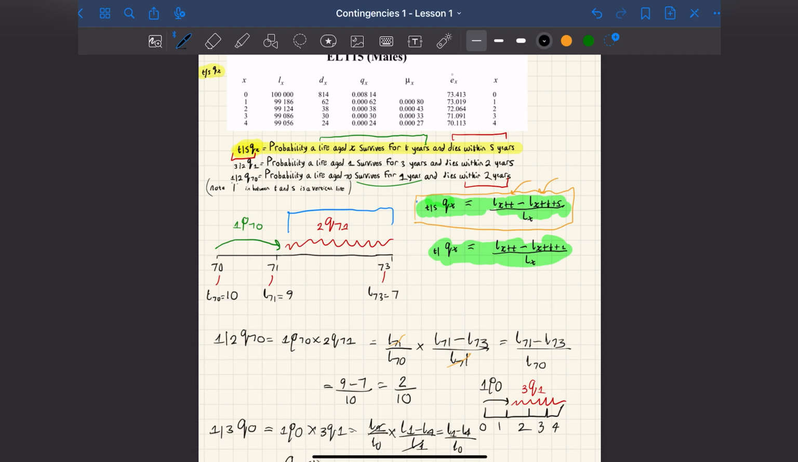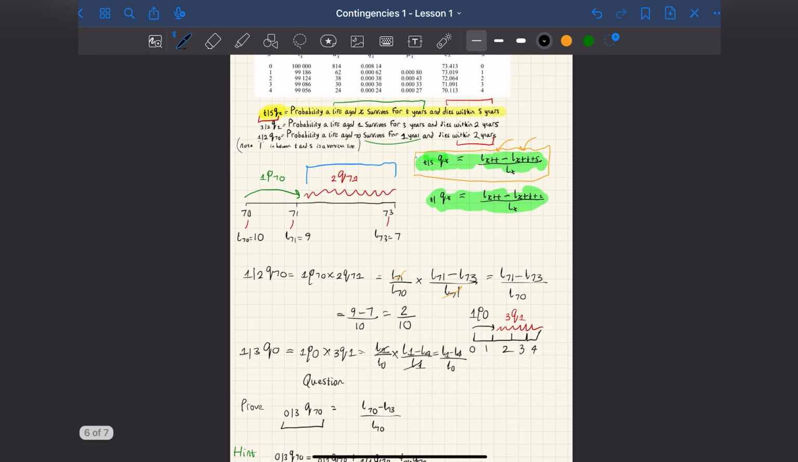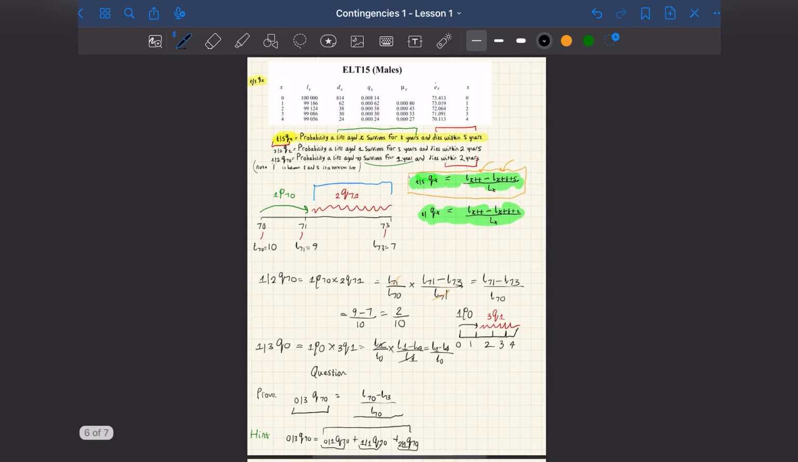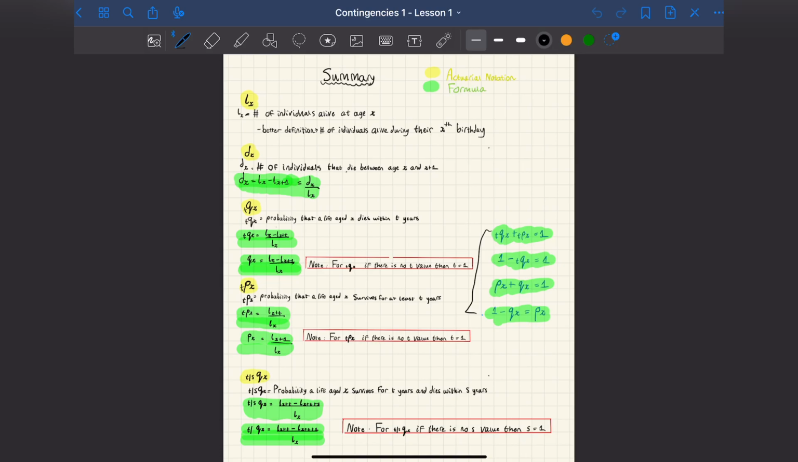Finally, this is a takeaway question to see if you can do it by yourself. Using the logic that we just went over, see if you can prove that 0 vertical line 3q70 is equal to this. I've given you a hint. Try and use this method where you add all of these probabilities up. You can also try and do it the way that we've done it above. So I hope that's given you a better understanding of what t vertical line s q x is and how to calculate this term. To conclude, I have done a summary slide showing all the actuarial notation and formulas that we have been through in this video.